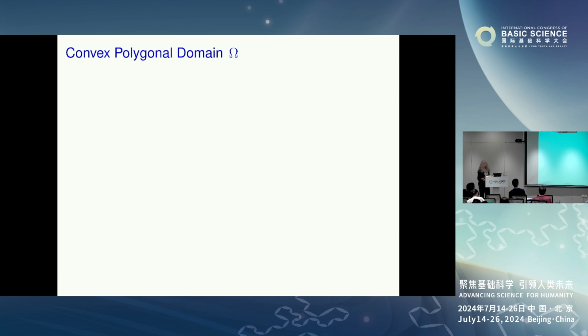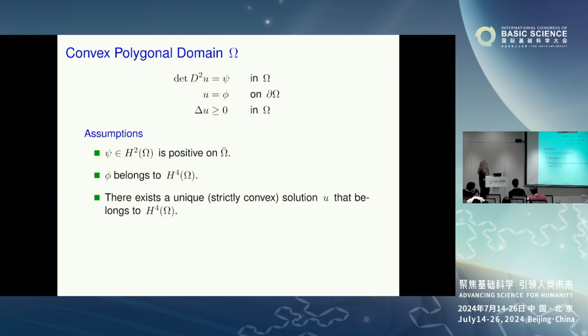First, let's consider the case of a convex polygonal domain. So this is the Dirichlet boundary value problem for the Monge-Ampere equation with an additional constraint that enforces the strict convexity of the solution. We assume that the function psi in the Sobolev space H2 is positive on the closure of omega, that the function phi belongs to H4, and that there exists a unique strictly convex solution U that also belongs to H4 of omega.